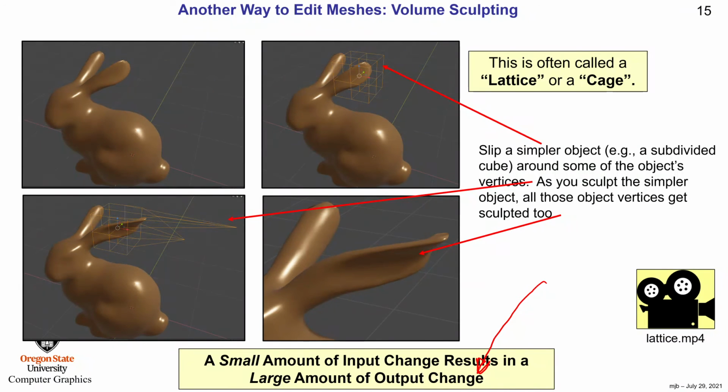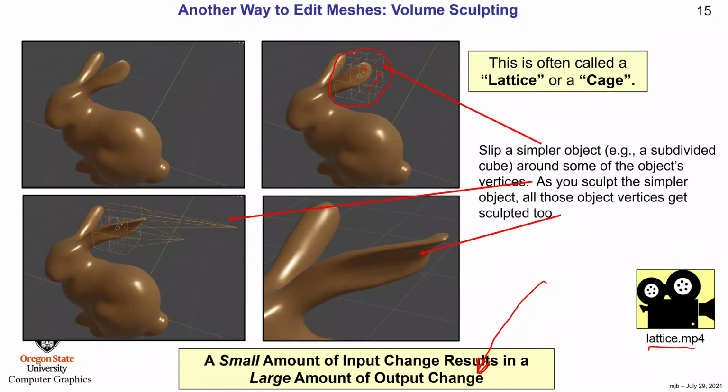And there are other methods. This one's called a lattice or a cage. There's a video out on the website that I made just to show this because it's kind of hard to show in static pictures. But essentially what you do is you take something simpler like this box that's been slightly subdivided, you overlap it with part of your object, you attach it to your object, and then you start pulling on the points that are here in the object that's doing the surrounding.